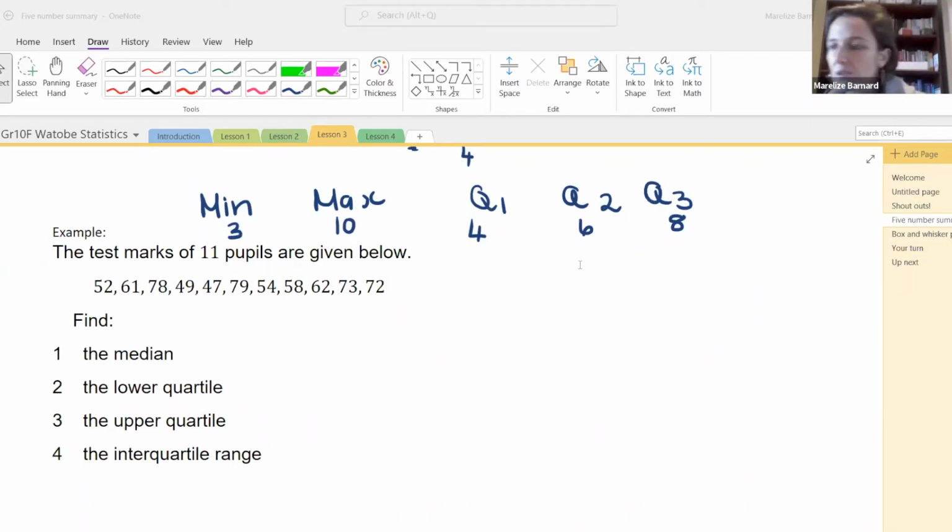Nazarene, you have a question? Go for it. Hi, ma'am. Hi there. I just wanted to know, when you have to find the upper and lower quartile, do you always have to exclude the median? Yes. Yeah, so you take it from the median and then to the sides. Okay, thank you. Okay.